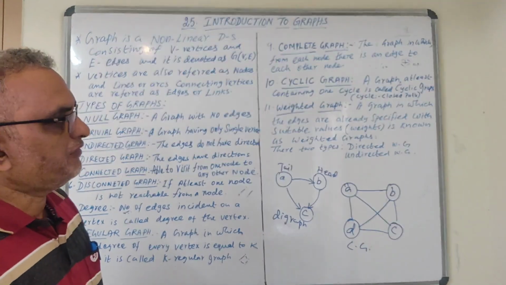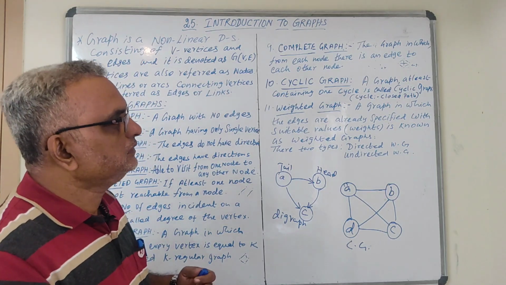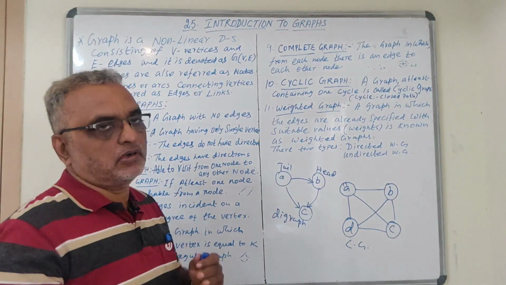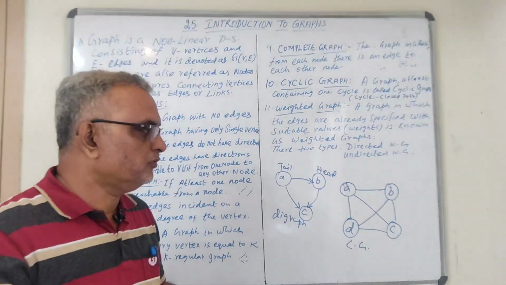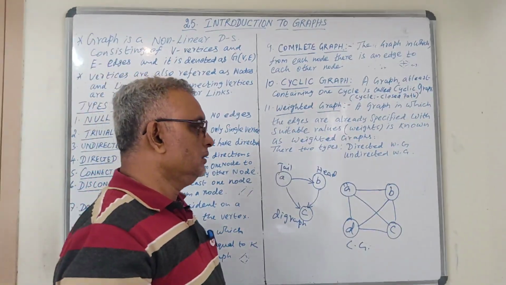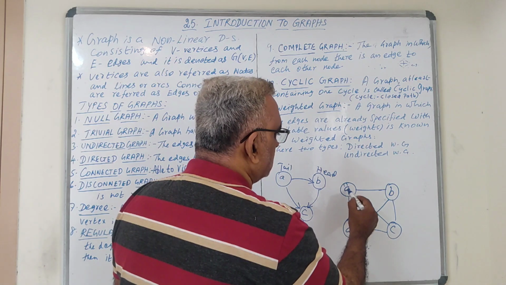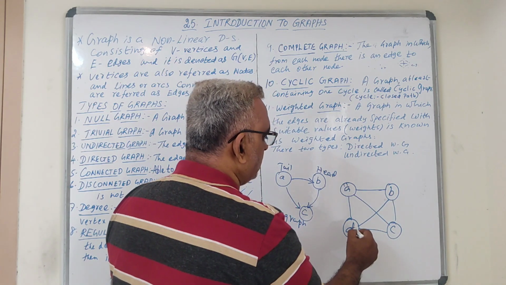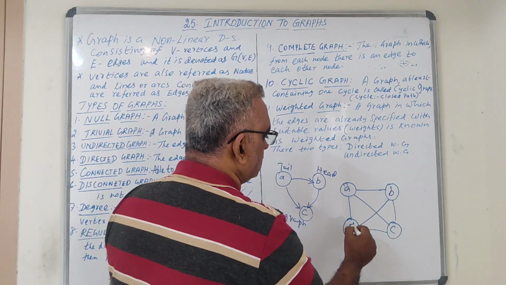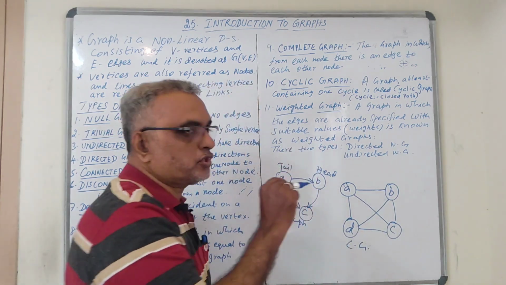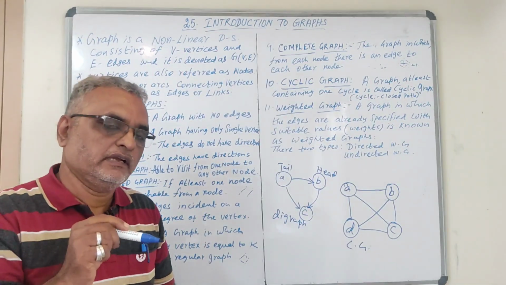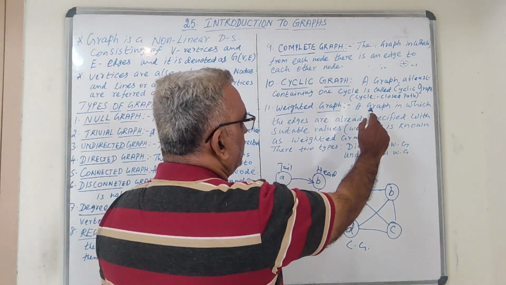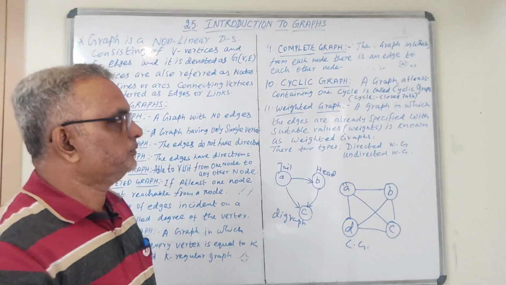Then cyclic graph. A graph containing at least one cycle is called a cyclic graph. What do you mean by cycle? Say, for example, A is connected to B, B is connected to D, and D is connected to A. This is a cycle. A closed path in a graph is called a cycle. It is also referred to as a circuit.